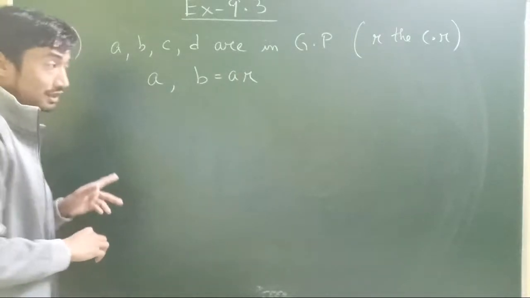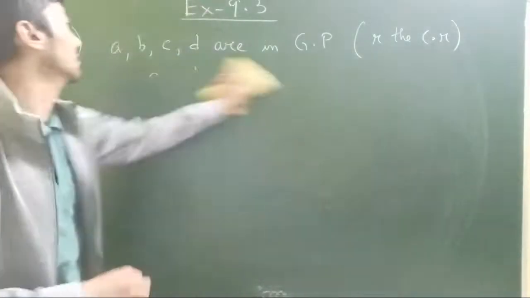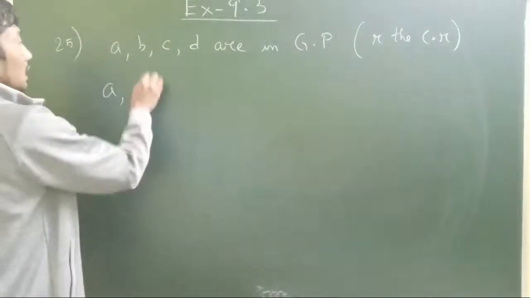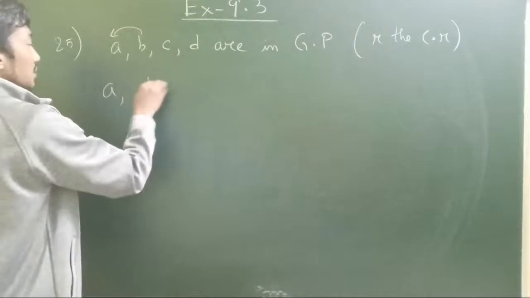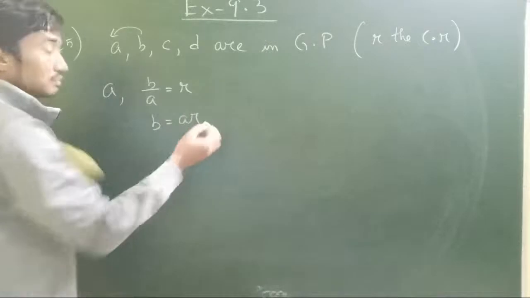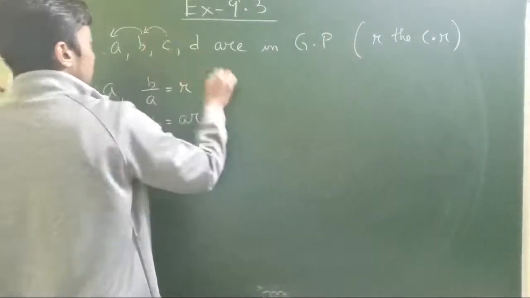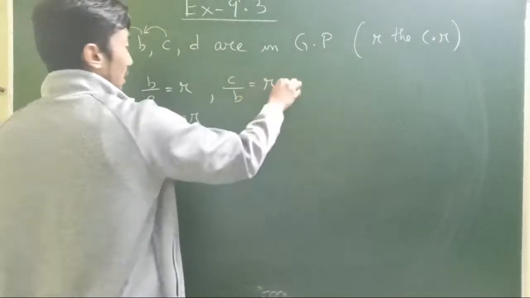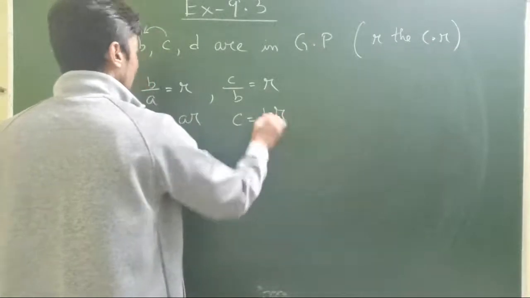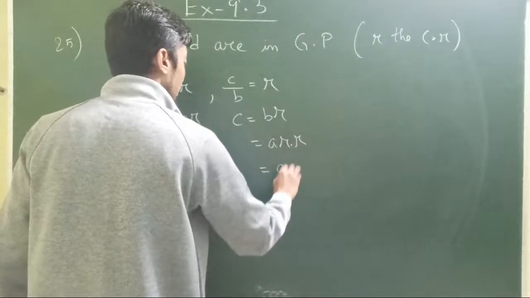Got it? No, confused. Chalo. Because you see, of course A is the first term, definitely. And if this is in GP, then B by A should also be r. So that implies B is equal to ar. Now, another way of understanding it. Similarly, C by B should also be r because it's a geometric progression. That is, C should be equal to Br, and the value of B is ar from this condition. So that's going to be ar into r. So that's ar squared.